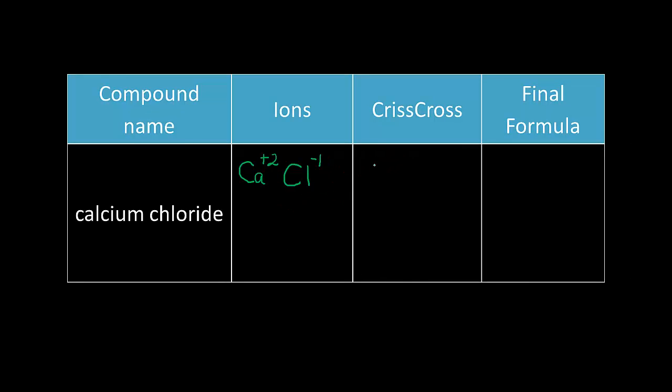Now we need to crisscross. So I am going to write this, and we're going to crisscross. That 1 goes down by the calcium, and we never write 1s. This 2 goes down by the chlorine, so we have CaCl2, and that is our final formula, CaCl2.